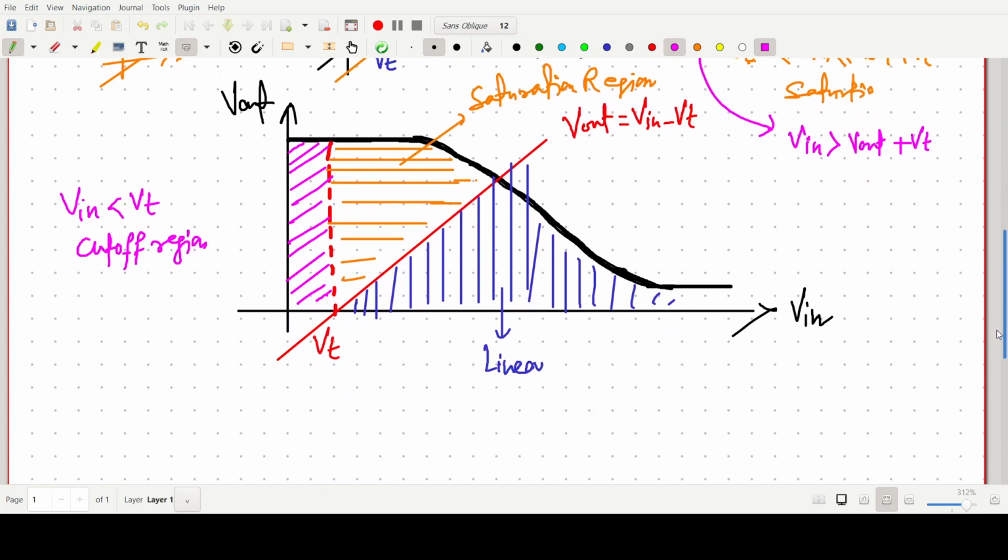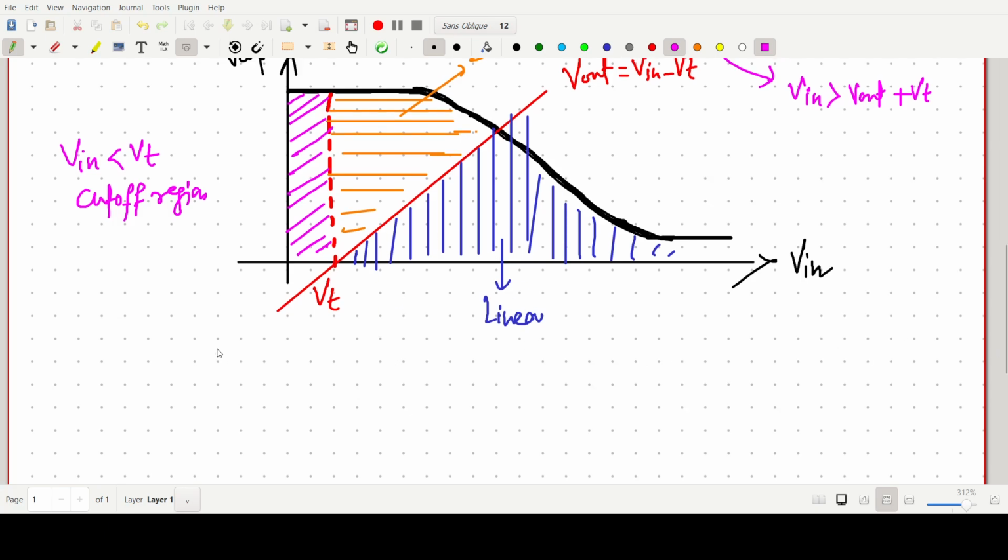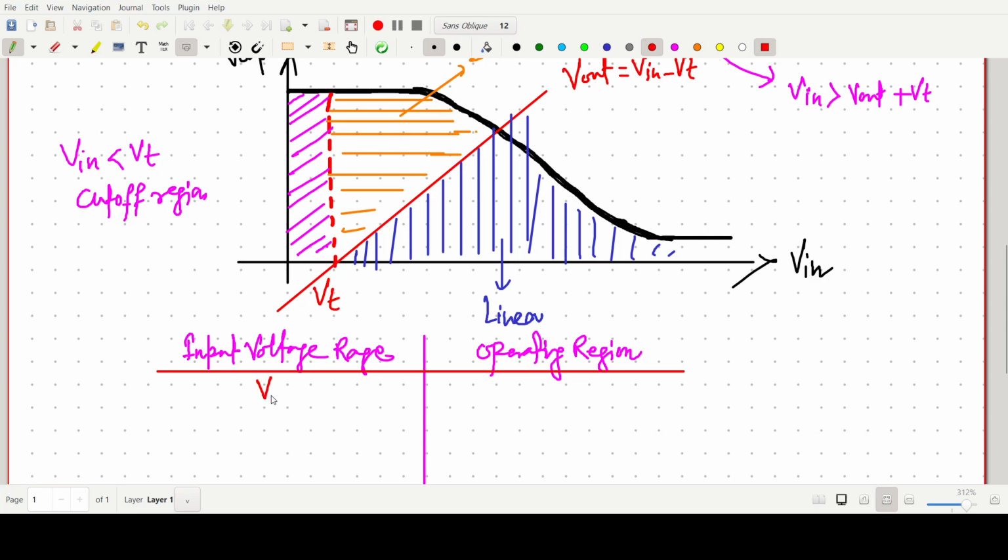So what we can summarize from this graph is the input voltage range in a resistive load inverter and the corresponding operating region. For the cutoff, very simple, V in is less than Vt. That is the first condition. Now when the input is between Vt and V output plus Vt, it is in the saturation region.